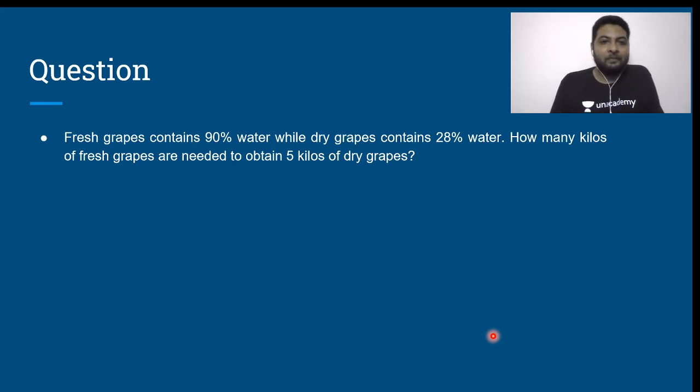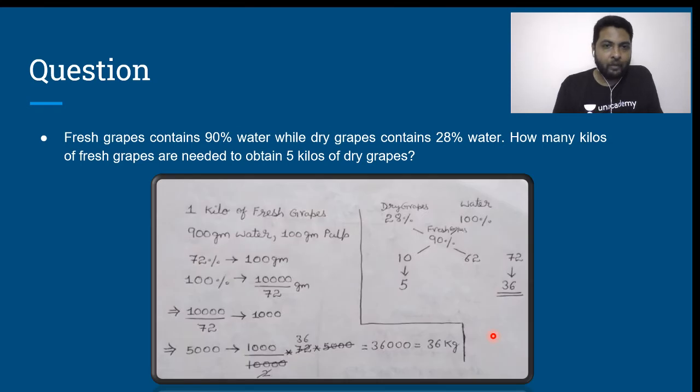Okay. First, the normal way, and then I will help you use the alligation principle. Let us see how much of dry grapes can be obtained from 1 kilo of fresh grapes. Because the fresh grapes contain 90% water, if I have 1 kilo of fresh grapes, 900 grams will be water and 100 grams will be pulp.